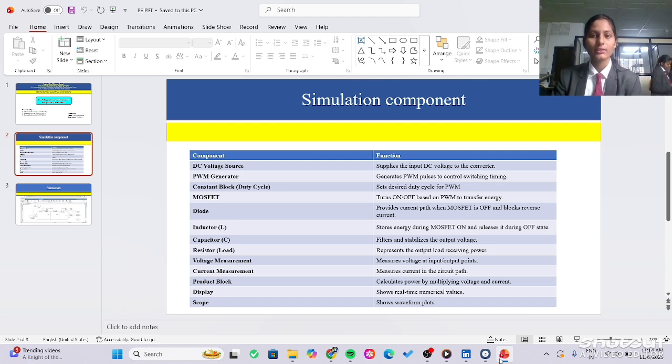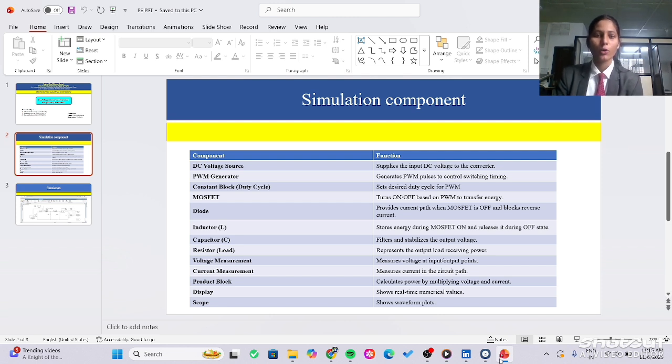MOSFET: its function is to turn on and off based on the PWM to transfer the energy. Third component is the diode. The diode provides the current path when the MOSFET is off and blocks reverse current. Next, the inductor stores energy while the MOSFET is on and releases it during the off state. The capacitor, denoted by C, filters and stabilizes the output voltage. The resistor represents the output load that receives the power.